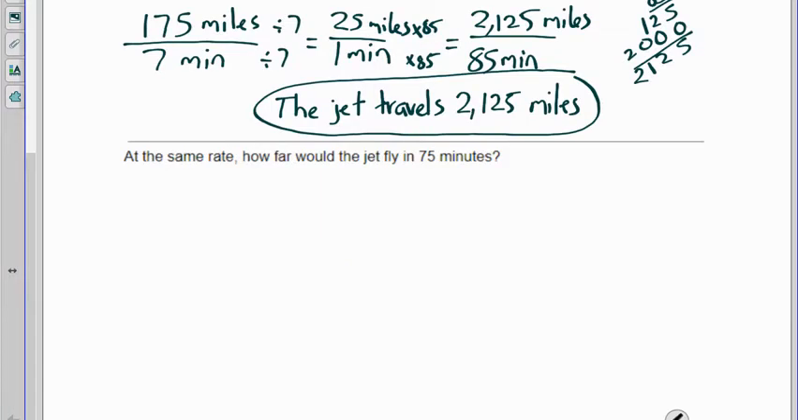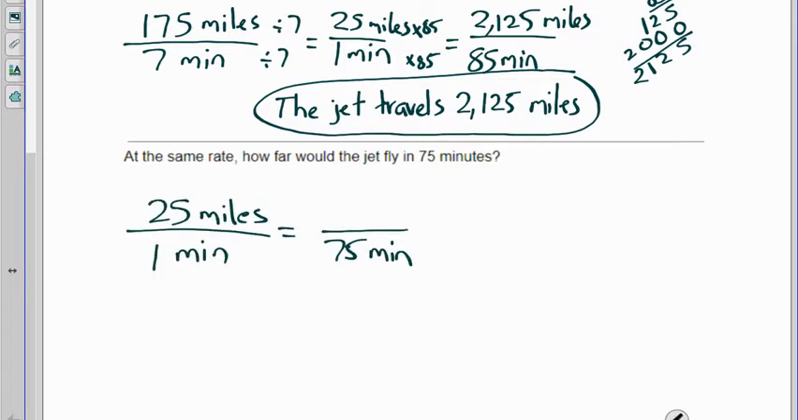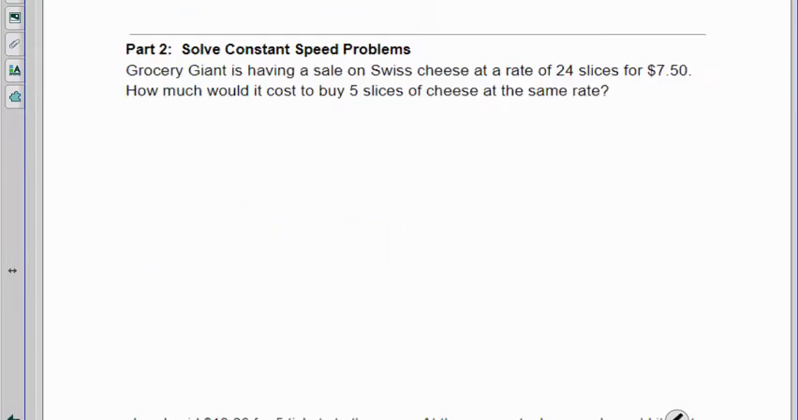The next part's for you to try. It says, at the same rate, how far would it go in 75 minutes? Well, we already found the unit rate for you. So you can use that to find out how far in 75 minutes. Go ahead and give it a shot.